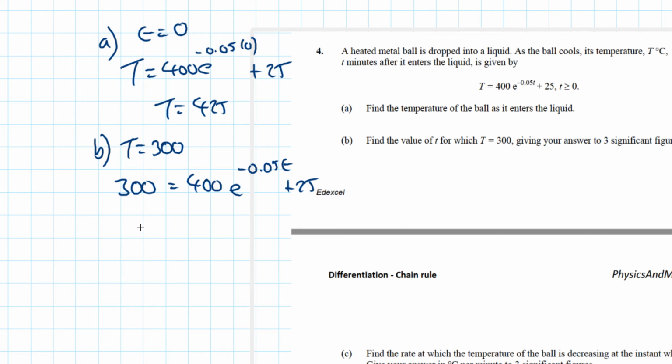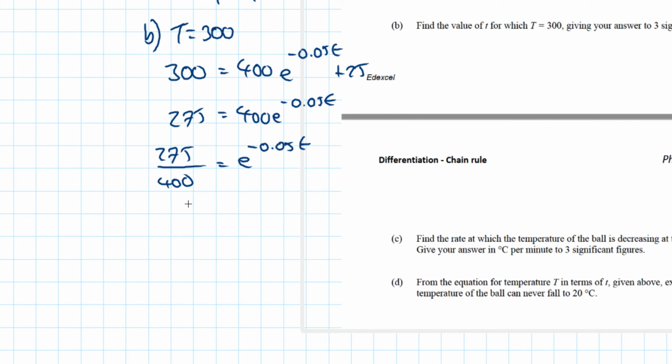So first things first, we subtract both sides by 25 to get 275 is equal to 400 e to the minus 0.05t. Then we're going to divide by 400, so 275 over 400 is equal to e to the minus 0.05t. 275 over 400 gives 11 over 16, which is just a bit easier to write into the calculator. And we're going to take the opposite.